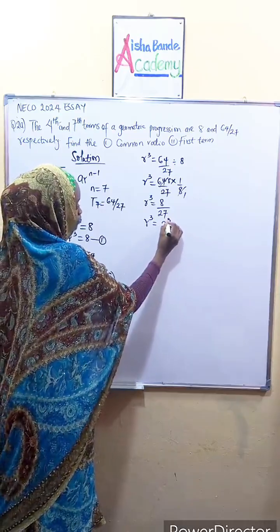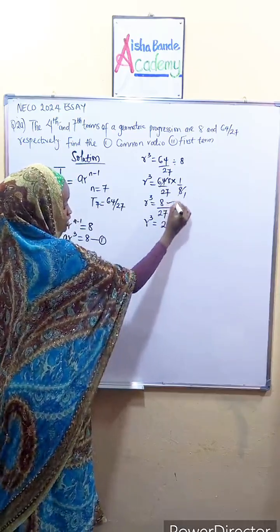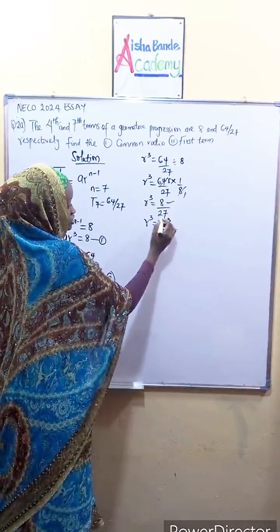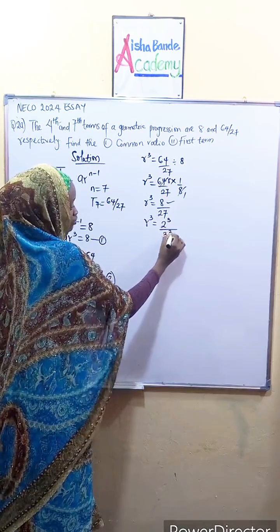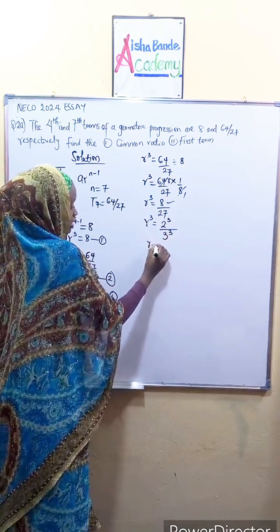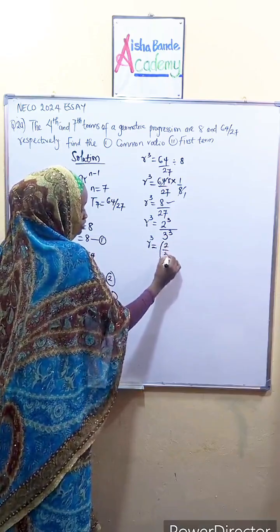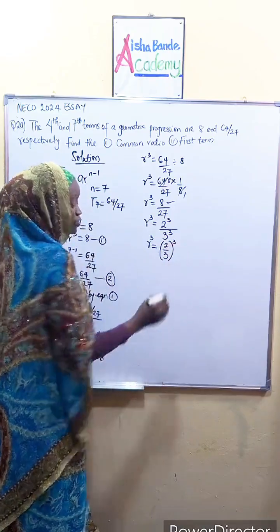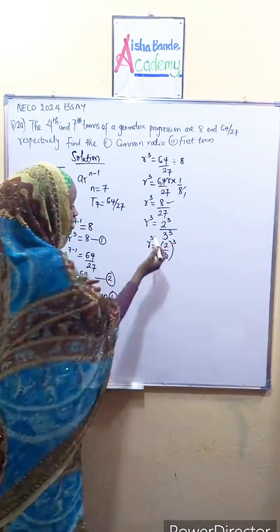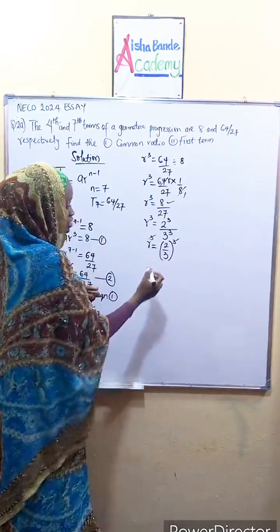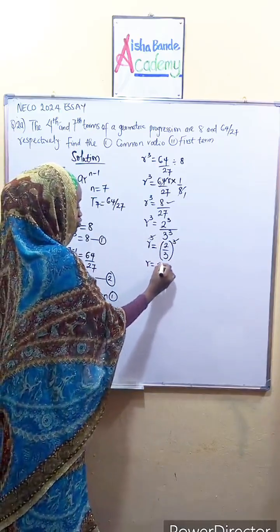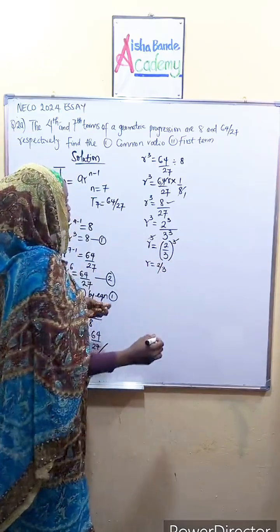So this is the same as saying r raised to the power of 3 is equal to (2/3) raised to the power of 3. At this point, the powers are the same, so they can cancel out. So we have r equals 2 over 3. And this is the value for the common ratio. This answers the first question, which is for the common ratio.